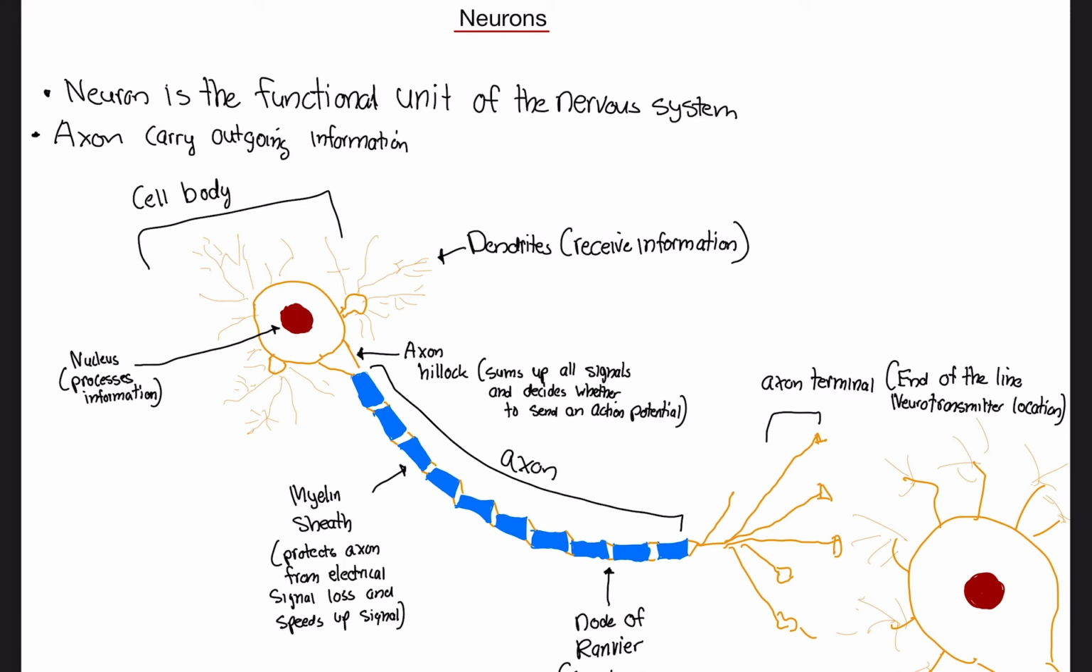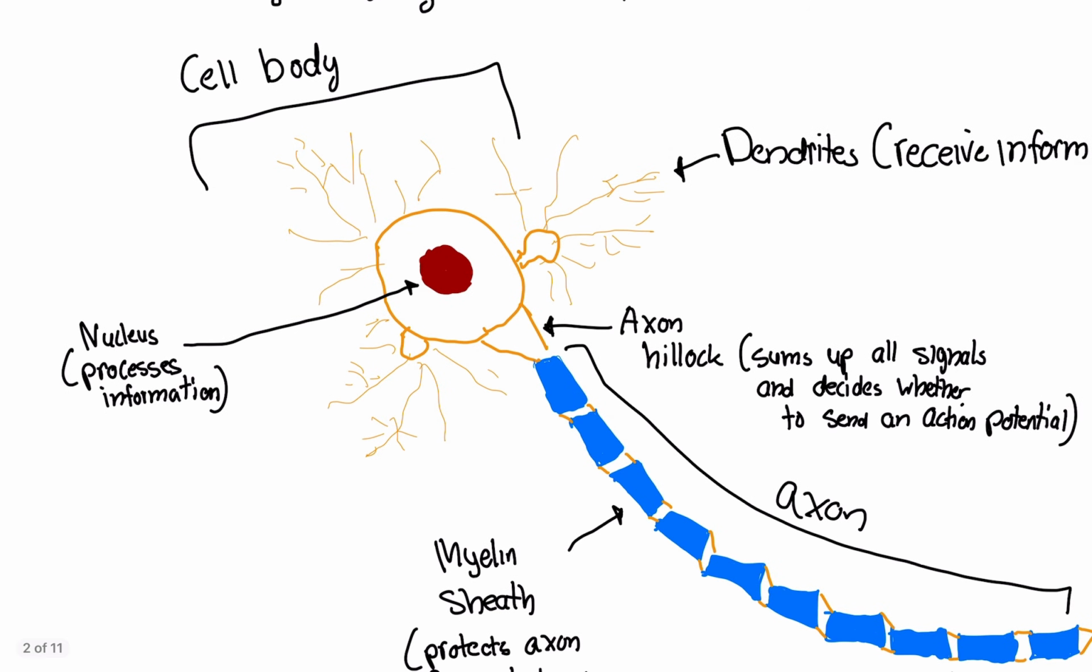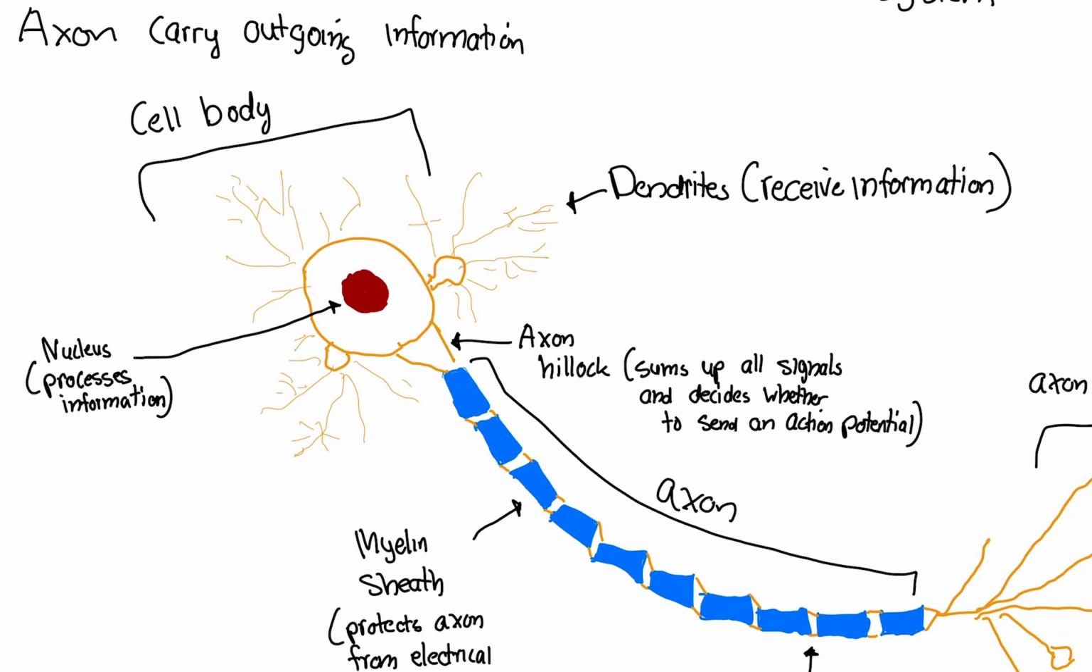What do we see here? We always start with what we're going to call the top. Do you see these little prickly things here on the side? Those are called dendrites, and what they do is they receive information from other neurons. Now, this information is in the form of electrical signals. And when I say electrical signals, I literally mean electrical signals.